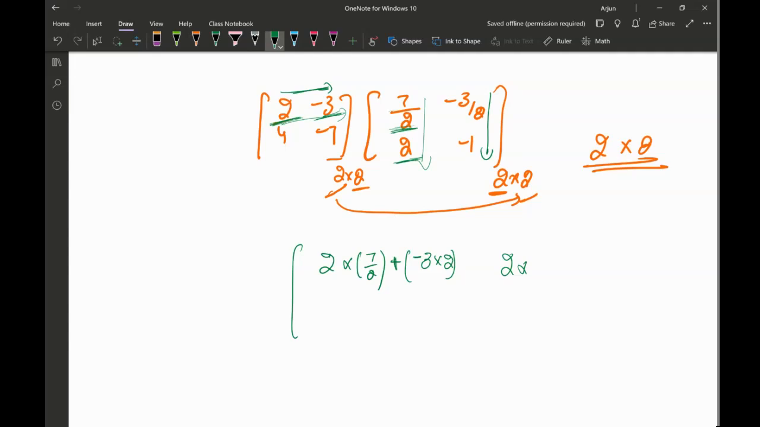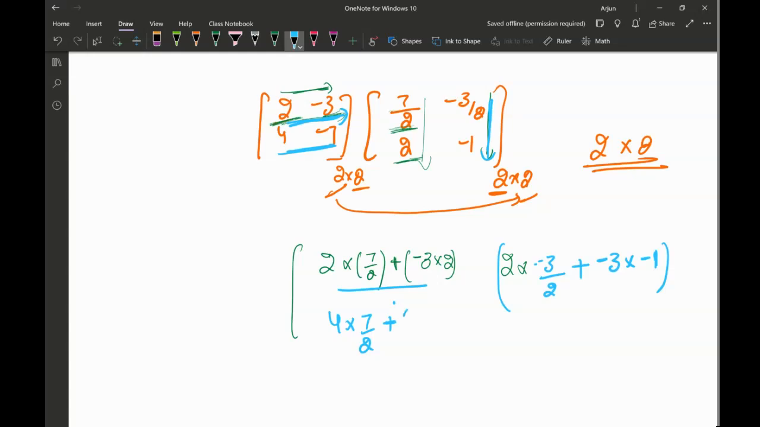2 times 7 over 2. So this 2 times 7 over 2, we've done this one, so this will go with this now: 2 times minus 3 over 2, and then plus minus 3 times minus 1. Okay, this is the second number. Now this one: 4 times 7 over 2, and then plus minus 7 times 2. And then down here it will be 4 times minus 3 over 2 and plus minus 7 times minus 1. That will be the final number.